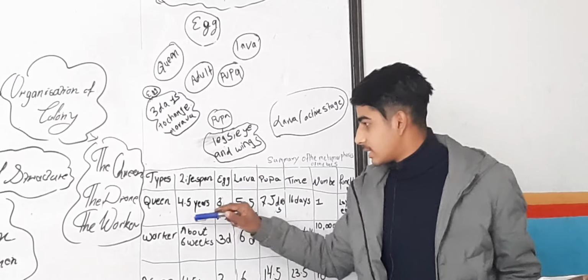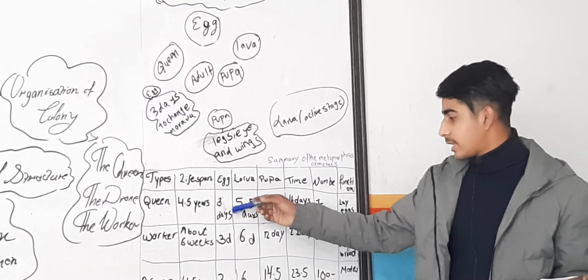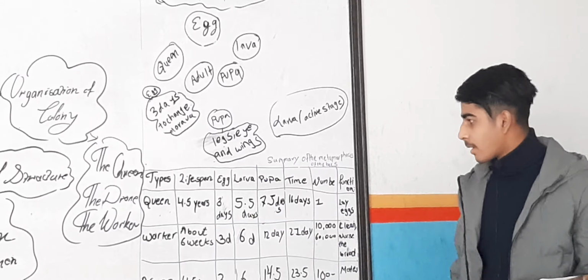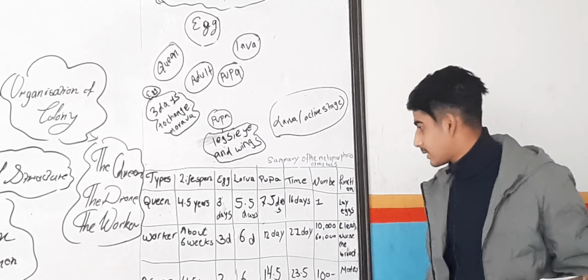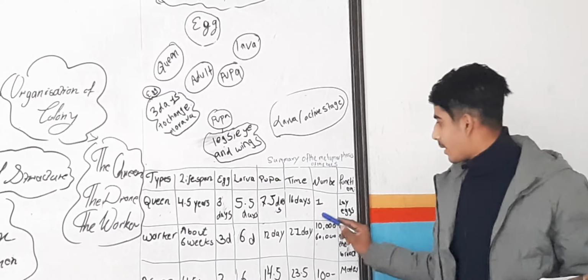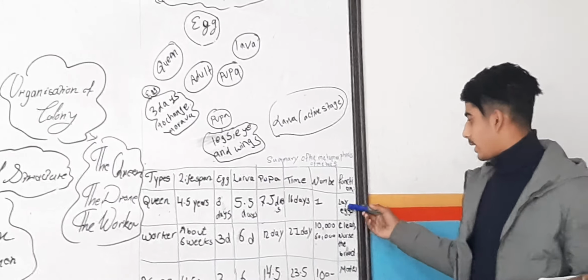Queen bee: lifespan is 4 to 5 years. It takes 3 days to hatch, larva 5 to 5.5 days, pupa 7.5 days. Time duration is 16 days. In one colony there will be only one queen bee. Its function is to lay the eggs.